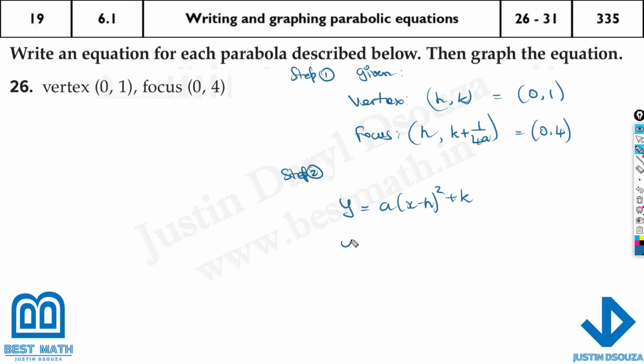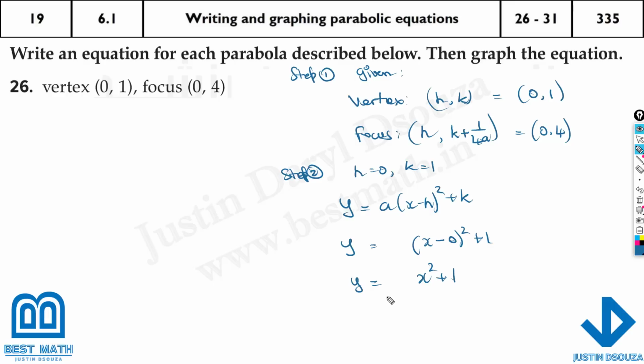We know y, it'll be the same thing. a is unknown. What is x? x is the same thing, but h is given over here as 0. So we know h is equal to 0, k is equal to 1. So it's x minus 0 the whole square plus 1. The only thing missing here is the a value. So it's almost done. It's x squared plus 1.